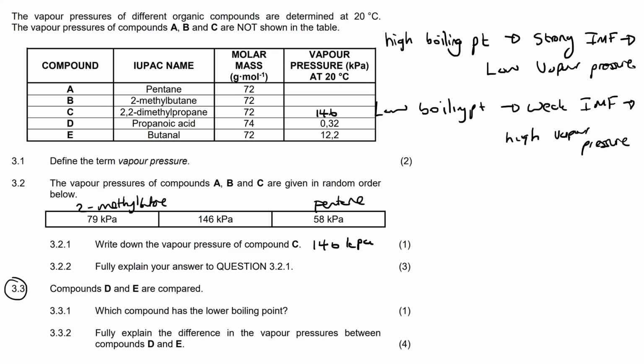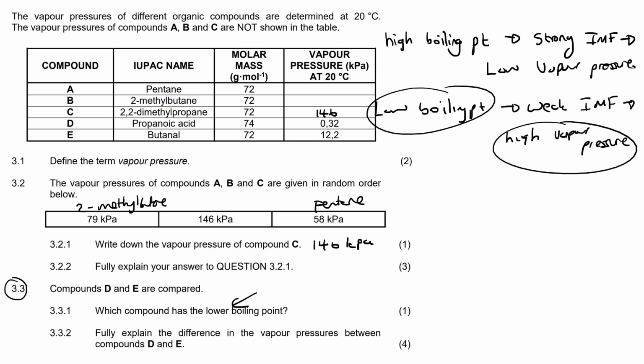So if we look at these vapor pressures, we can see that the one that's going to have the lower boiling point is going to be the one with the higher vapor pressure. So this number is the highest number. So that one is going to have the lowest boiling point. So we can just say E.